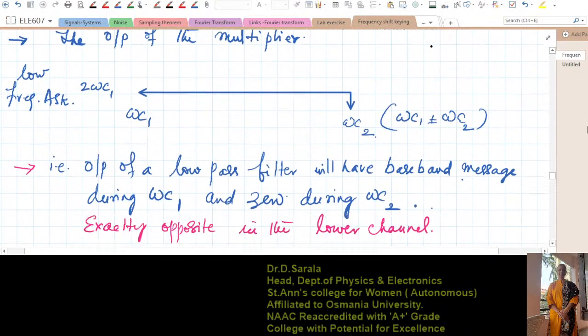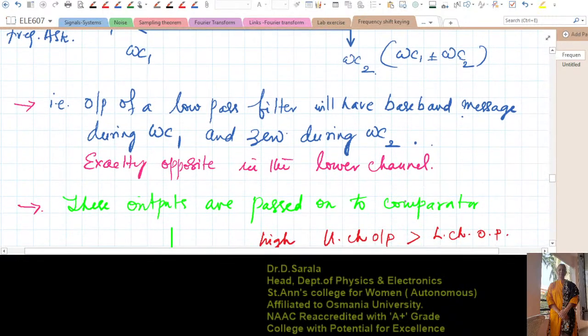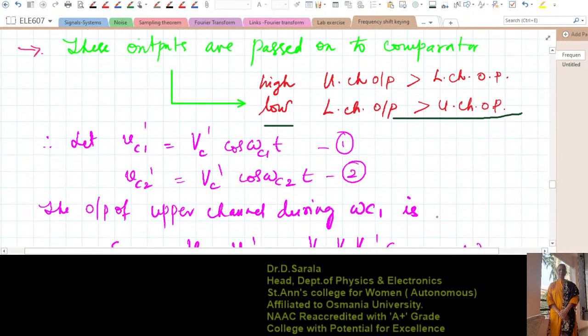So in a pictorial way, this is a low frequency, omega C1 and omega C2. You have sum and difference components. So the output of a low pass filter will have baseband message during omega C1 and it is 0 during omega C2. Exactly opposite thing happens in the lower channel. So the outputs will be high when upper channel output is greater than the lower channel output, and it is low when lower channel output is greater than the upper channel output.